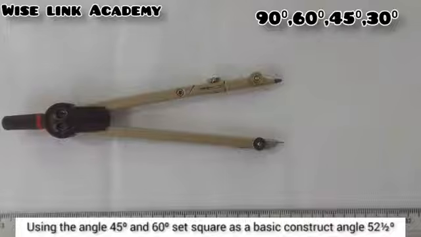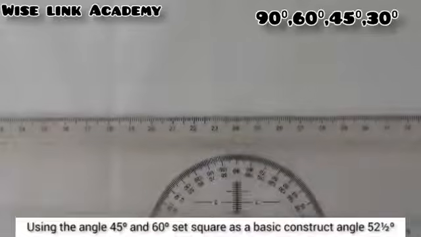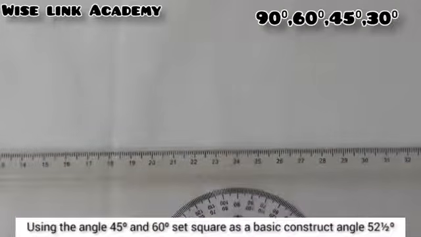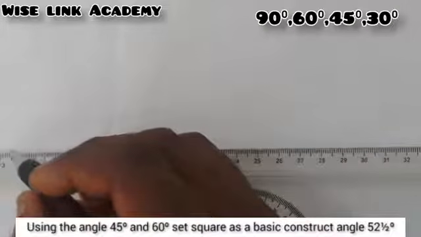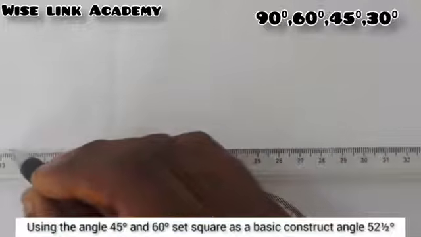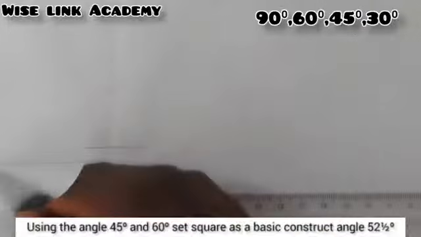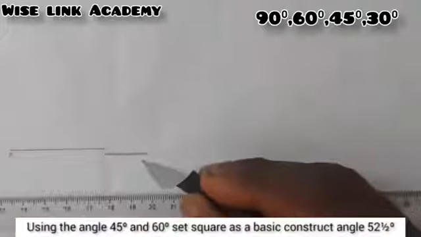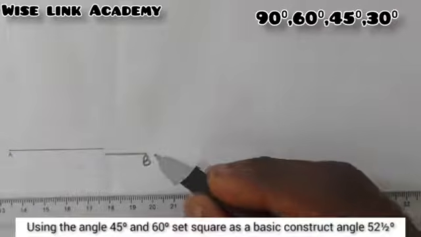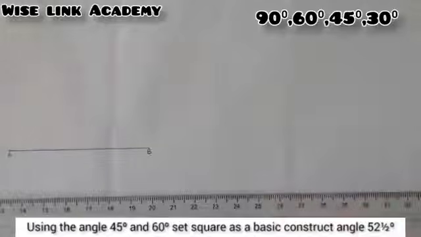Alright, my first task is to draw my horizontal line. With the help of my T-square this way, I will draw my horizontal line at this point. Make sure it's a thick line, right? I'll draw a thick horizontal line this way. I can call this my point A and call this my point B, right?